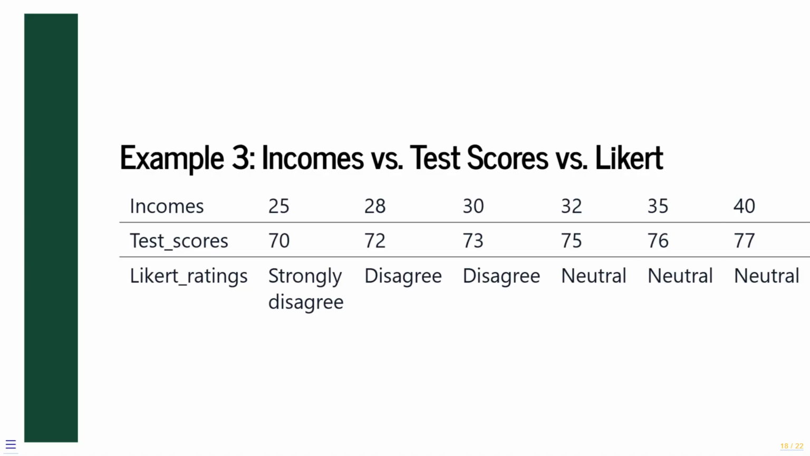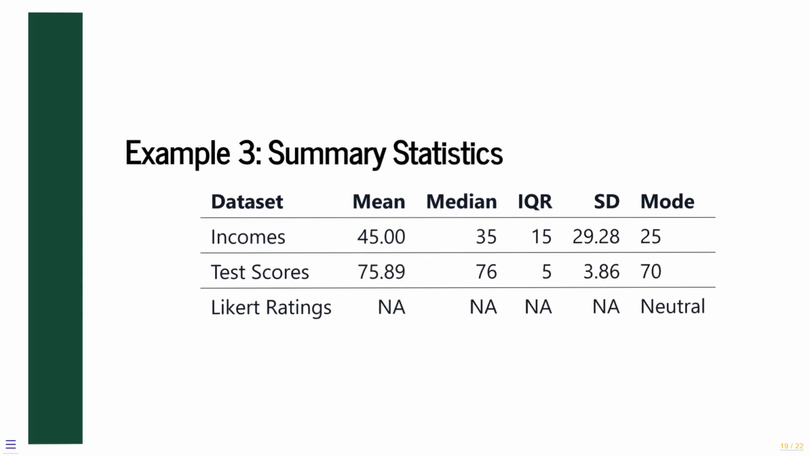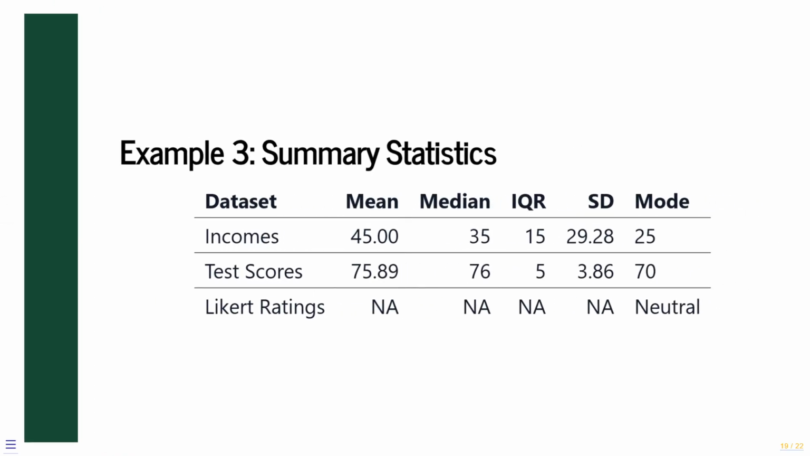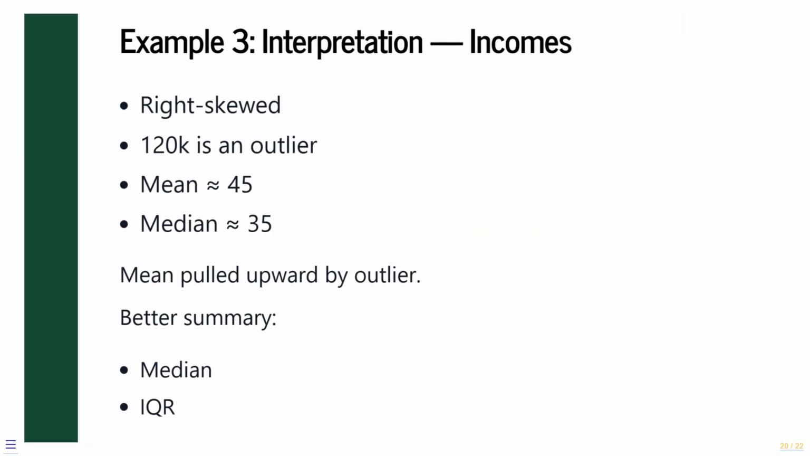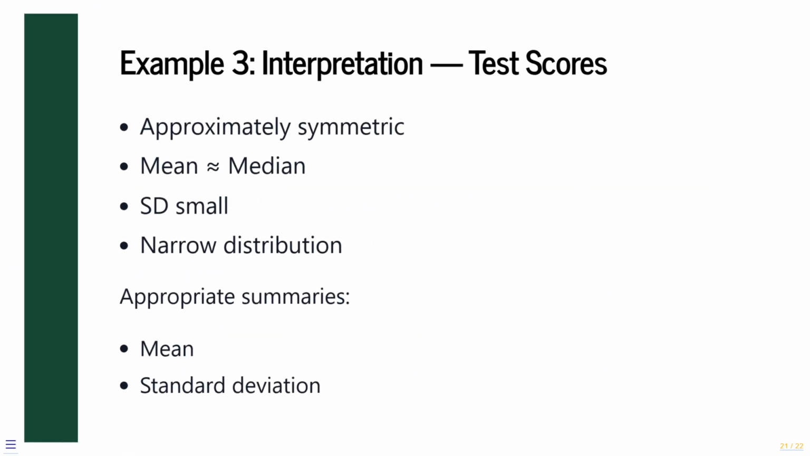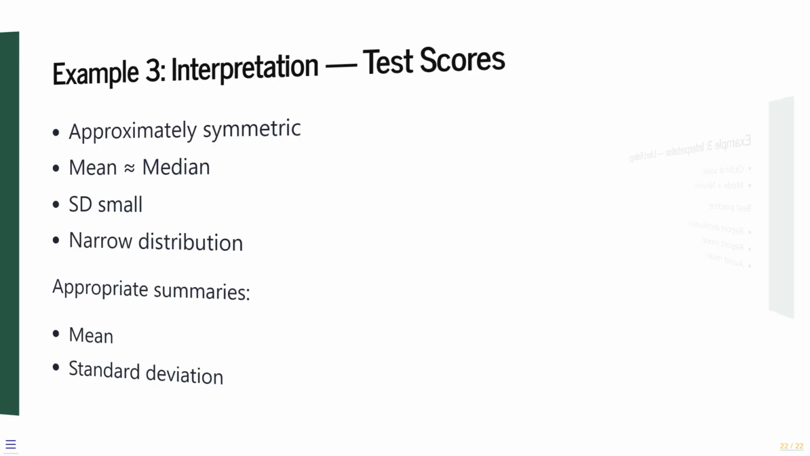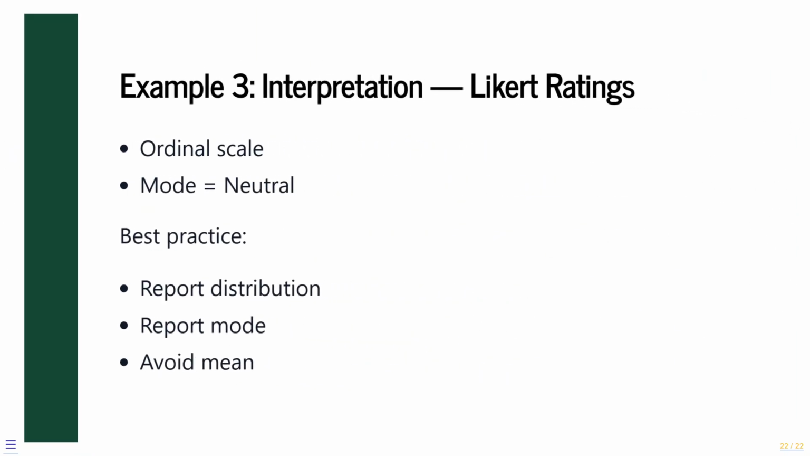When we compute summary statistics, we see different patterns emerge. The mean income is much higher than the median because the high outlier pulls it upward. For test scores, the mean and median are very similar, reflecting symmetry. For Likert ratings, the most meaningful summary is the mode and the distribution of responses rather than the mean. This example highlights the central lesson of this section. The choice of summary statistic must match the type and shape of the data.